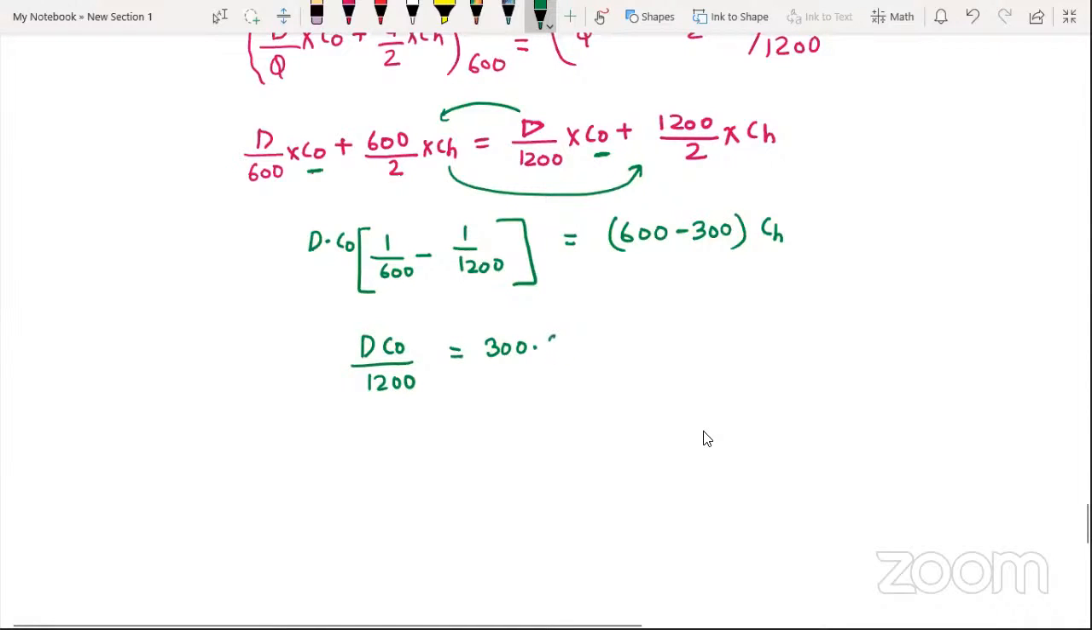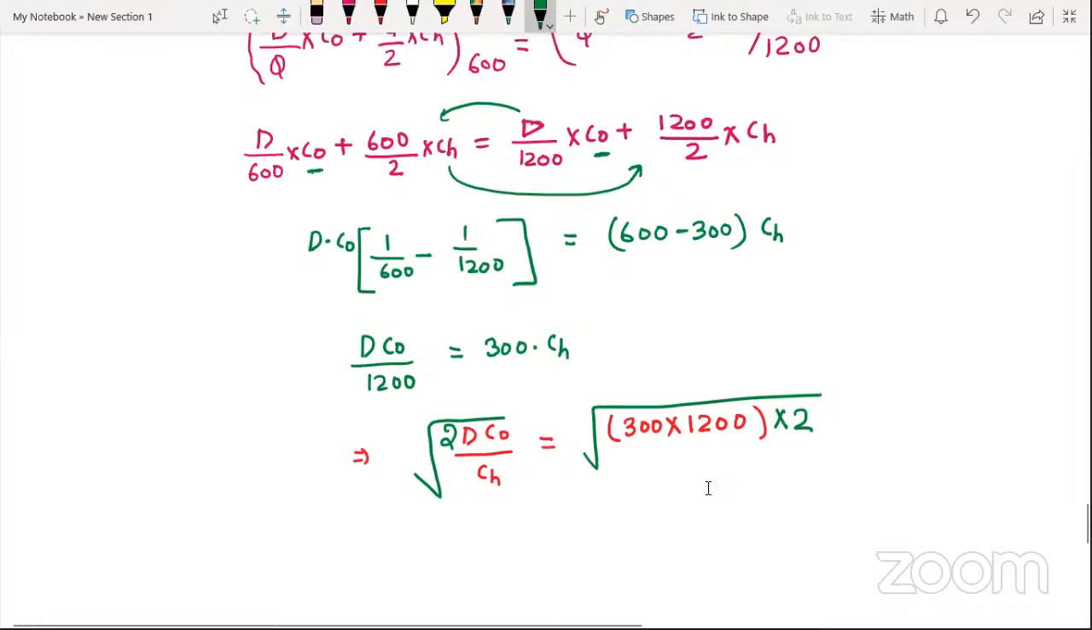Now just bring this D, C naught and CH here, and here we will get 300 into 1200, which is 36 and 4 zeros. So here just see D C naught by CH. We will make it the formula of EOQ. EOQ is root of 2D C naught by CH, so here we will multiply with 2, and do the under root.